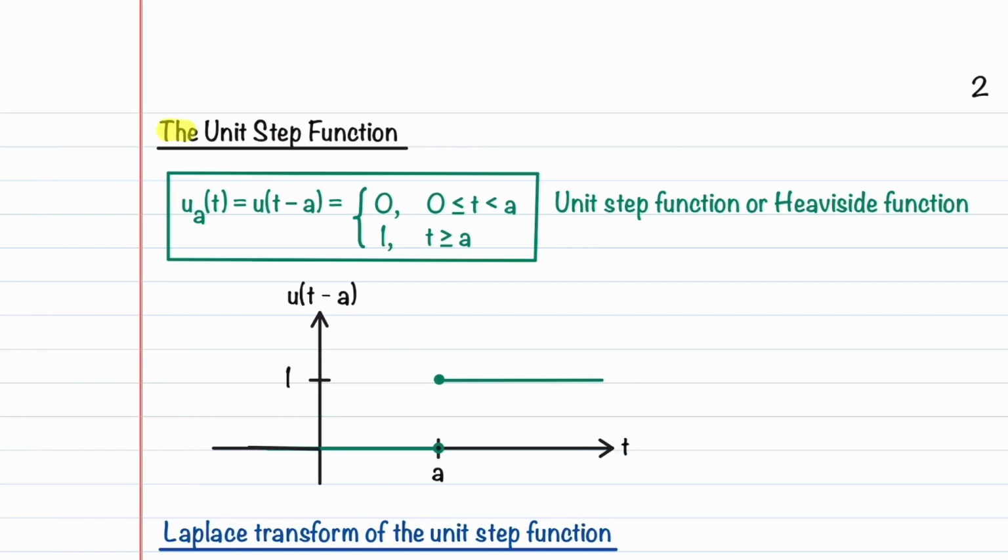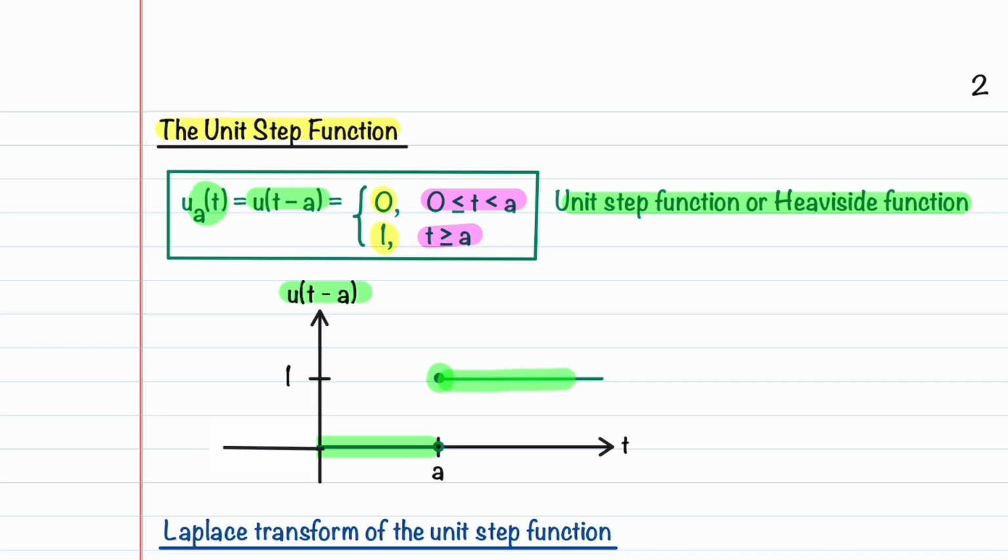Let's first learn about the unit step function, otherwise known as the Heaviside function. This function is written as u sub a of t or u of t minus a, and it's equal to 0 when t is greater than or equal to 0 or less than a, and it's equal to 1 when t is greater than or equal to a. Its graph is exactly what you would expect. It's 0 to the left of a, and then it jumps at t is equal to a to 1, and then stays there. It's simple, but incredibly useful.